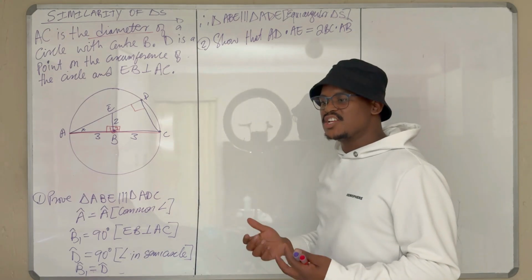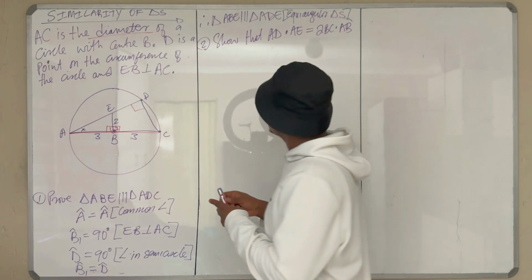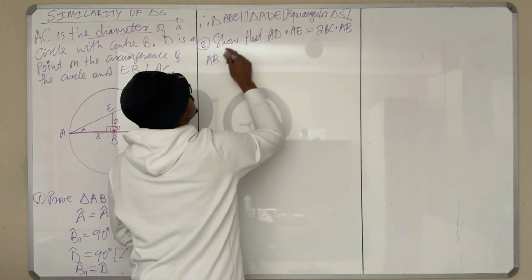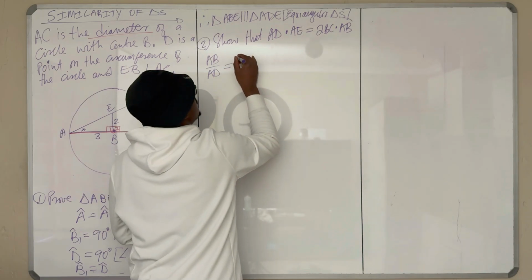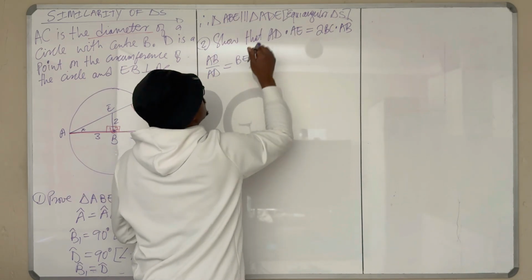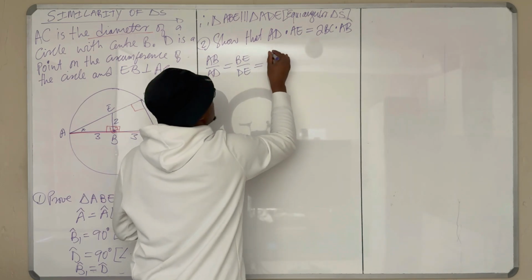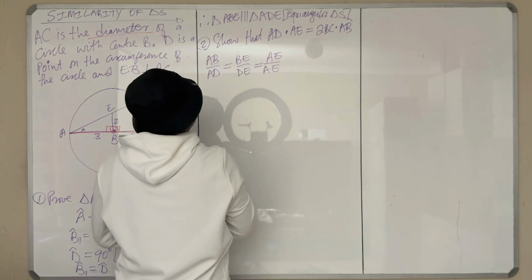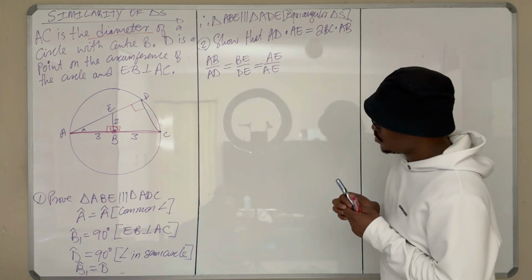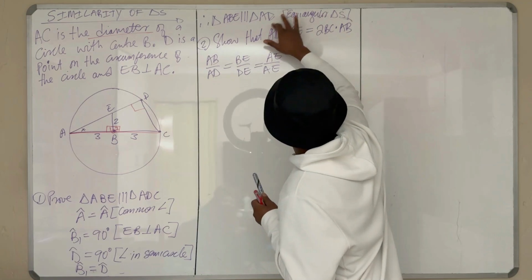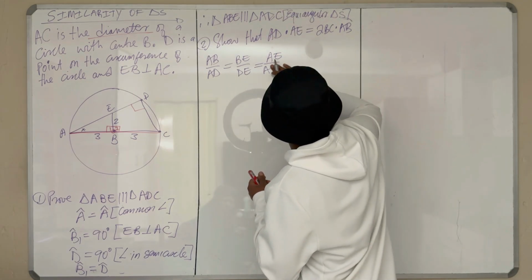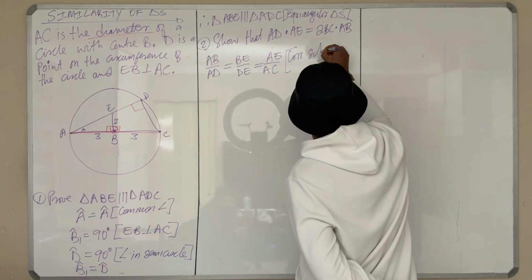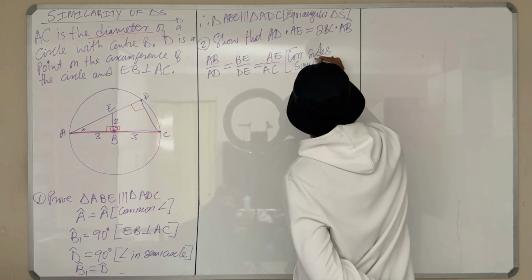So we can use the ratios of similar triangles that we know. Because these are similar, we can say AB corresponds to AD, which is equal to BE, which corresponds to DE, equal to AE, which corresponds to AE. Really? AE and AE? Something is not right. It's ADC, it should be ADC. So it should be AC here. So these are corresponding sides of similar triangles.